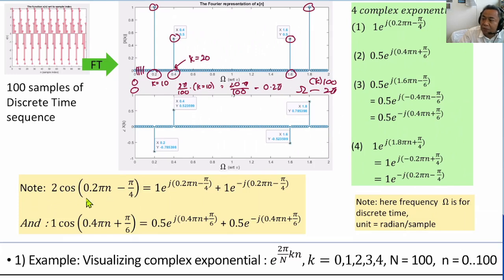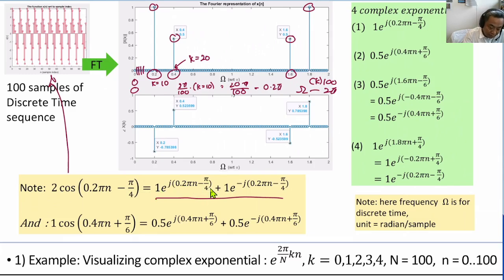Let's look at the original equation representing this signal. It is 2 cosine(0.2 pi n minus pi over 4). This can be represented using Euler's equation as a sum of two complex exponentials, which is 1 e^(j(0.2 pi n minus pi over 4)) plus 1 e^(minus j(0.2 pi n minus pi over 4)). This is an amplitude of 1 at 0.2 pi with a phase shift of minus pi over 4.